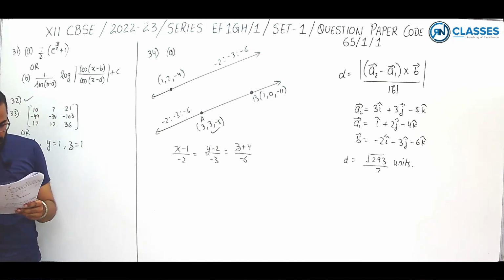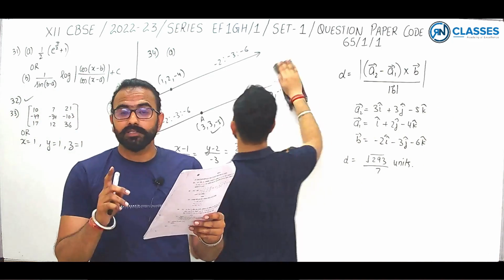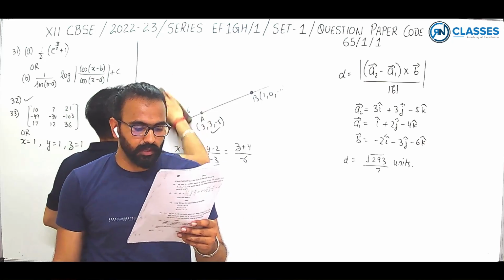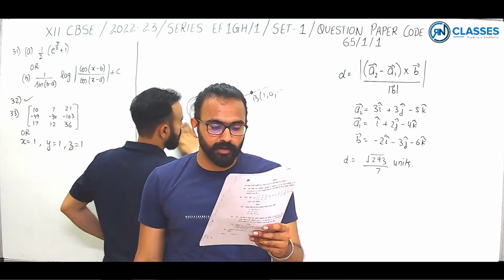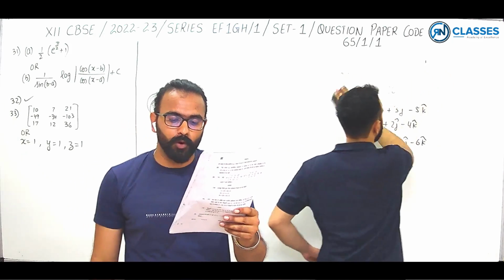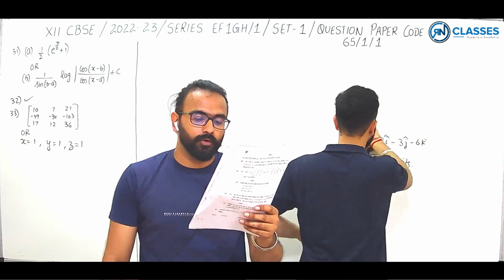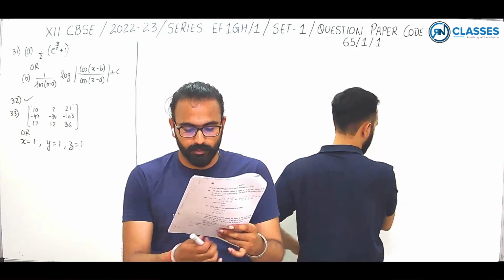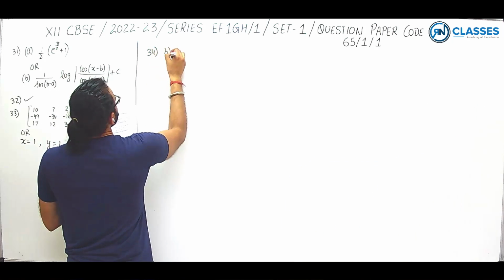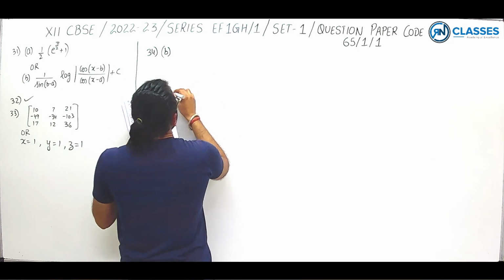Now our next question is: find the equations of the line passing through the points A, that is (1, 2, 3), and B, that is (3, 5, 9). Hence find the coordinates of the points on this line which are at a distance of 14 units from point B. Find the equations of the line passing through points A and B.